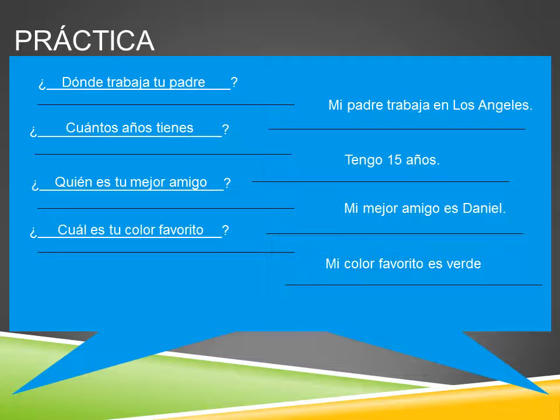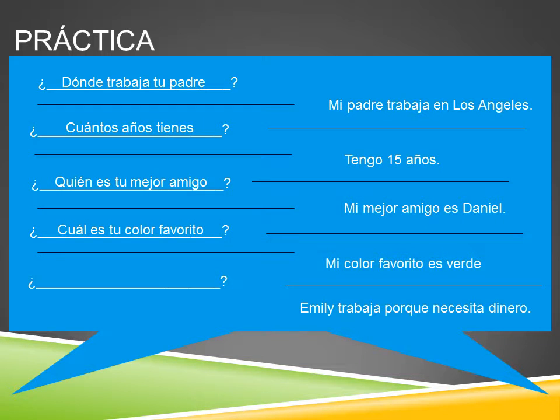You could also say ¿qué? ¿Qué es tu color favorito? What is your favorite color? I think cuál is a little better there. We're going to talk more about cuál. It's a little bit unique in Spanish. But basically, if you have a list that you can choose from, you're saying which. So there's only so many colors you can choose from. So you'd say, which is your favorite color?